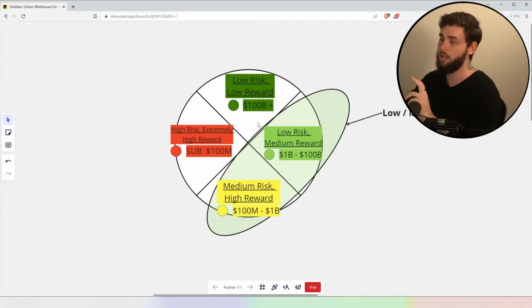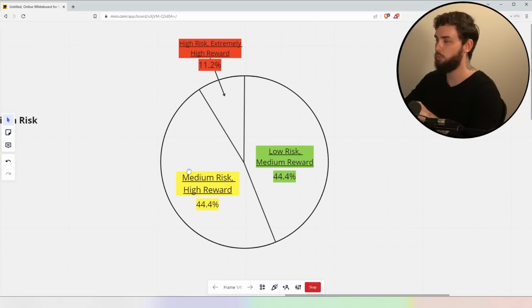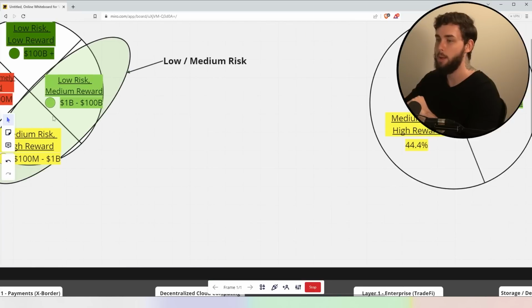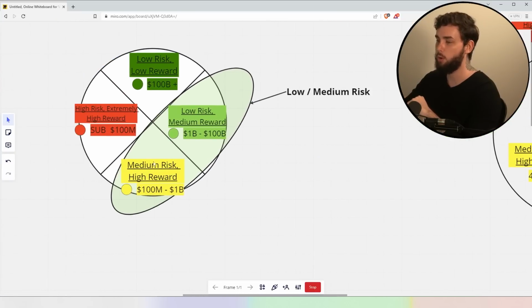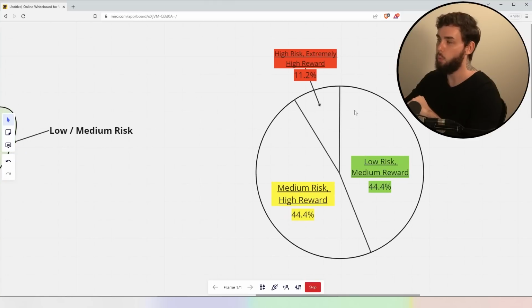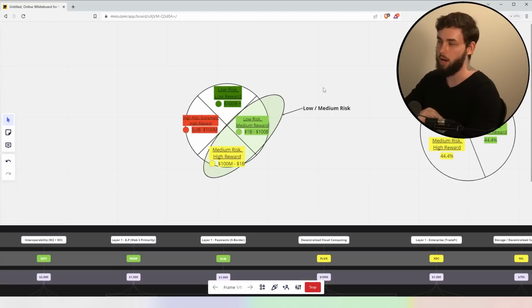So we're gonna go primarily into the low risk to the medium risk level, okay? We actually do dive into one high risk, extremely high reward project, but ultimately this is what the portfolio is devised up as. So 44.4% equally in the low risk, medium reward projects. Again, these are projects around the 1 billion to 100 billion level. 44.4% in the medium risk, high reward, 100 million to 1 billion, and then one particular project, or 11.2% to be exact, in the high risk, extremely high reward, aka under $100 million.